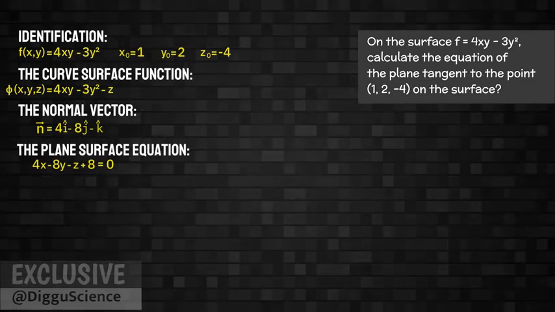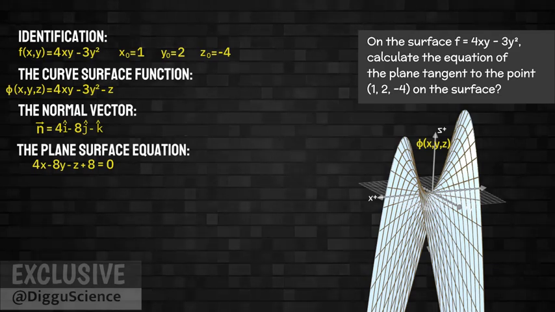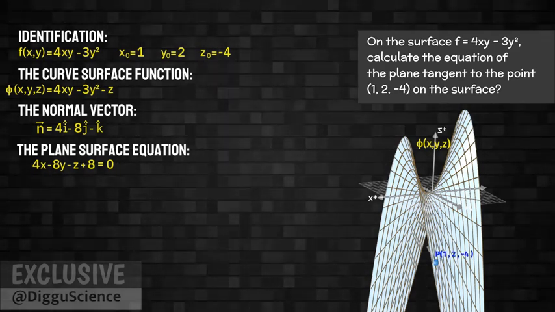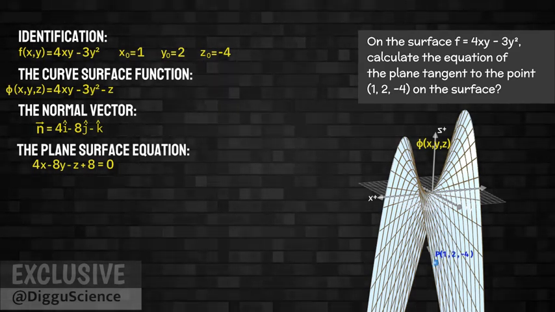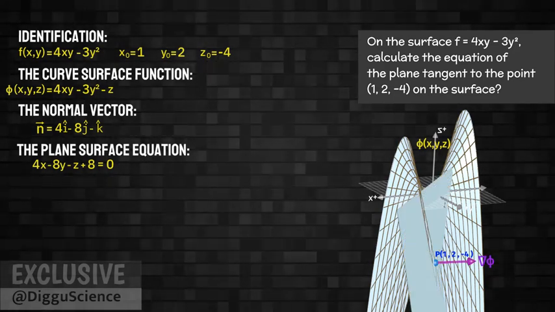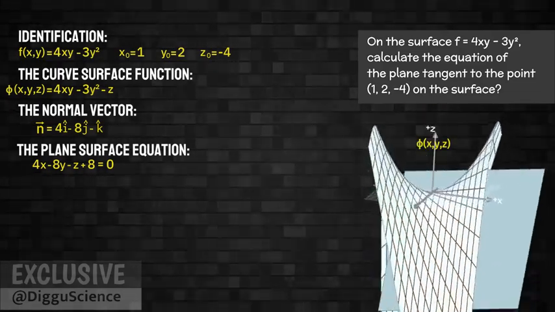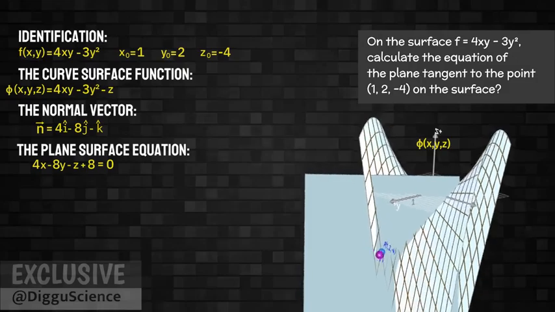Using the computer, here is the function of 4xy minus 3y squared. Here is the point 1, 2, negative 4. Here is a plane surface. This plane surface has the equation 4x minus 8y minus z plus 8 equals 0.